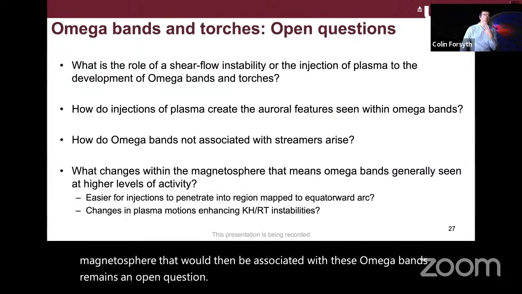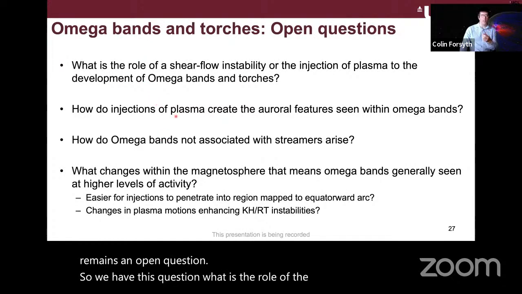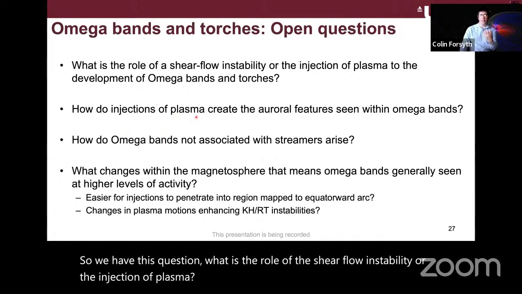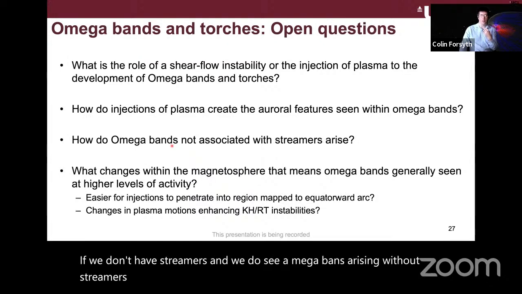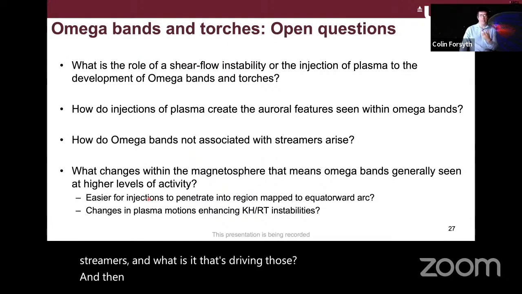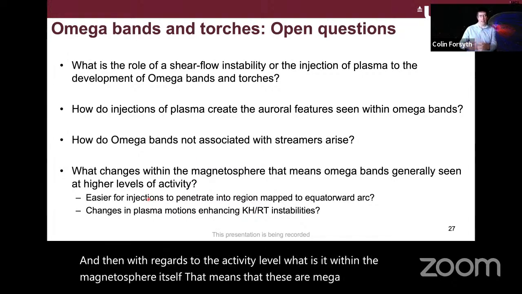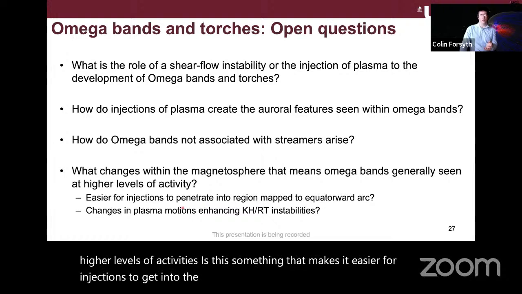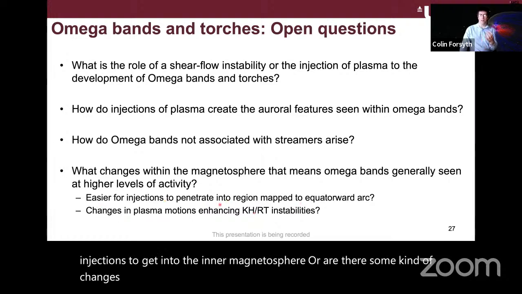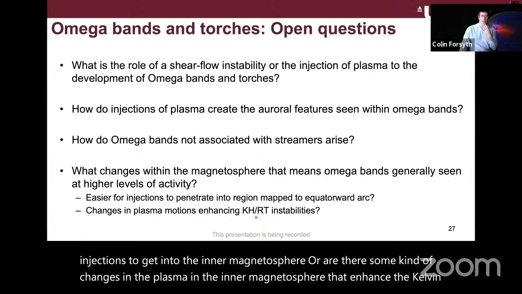So we have this question: what is the role of the shear flow instability or the injection of plasmas? Can we see that these injections are seen, and we see this plasma with the omega bands? If we don't have streamers and we do see omega bands arising without streamers, then what is it that's driving those? And then with regards to the activity level, what is it within the magnetosphere itself that means that these omega bands are seen at higher levels of activity? Is this something that makes it easier for injections to get into the inner magnetosphere, or are there some kind of changes in the plasma in the inner magnetosphere that enhance the Kelvin Helmholtz or modified KH-RT instabilities?